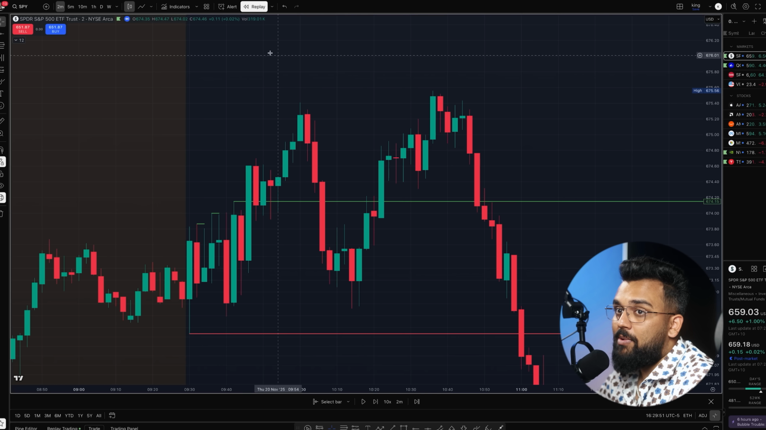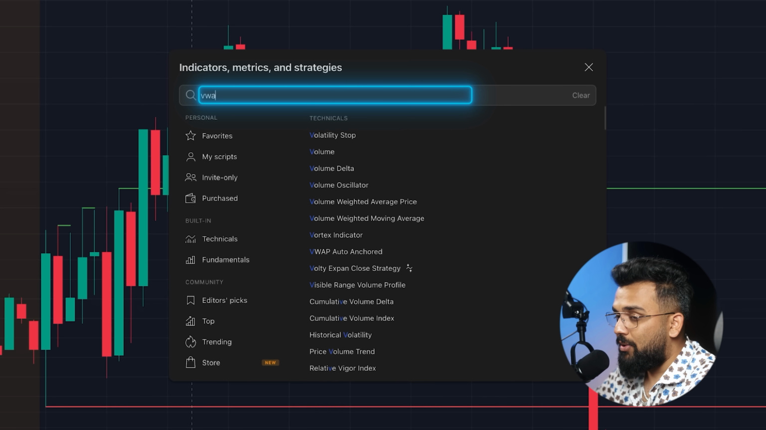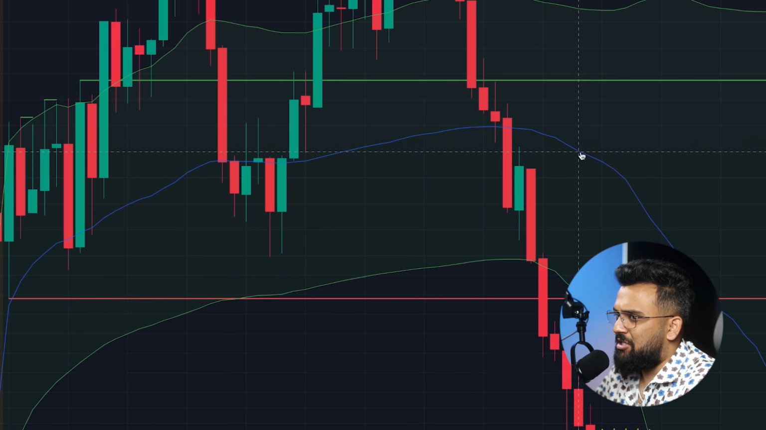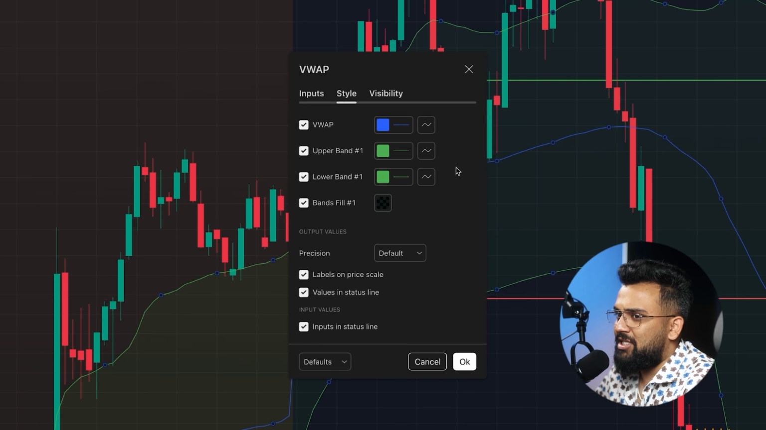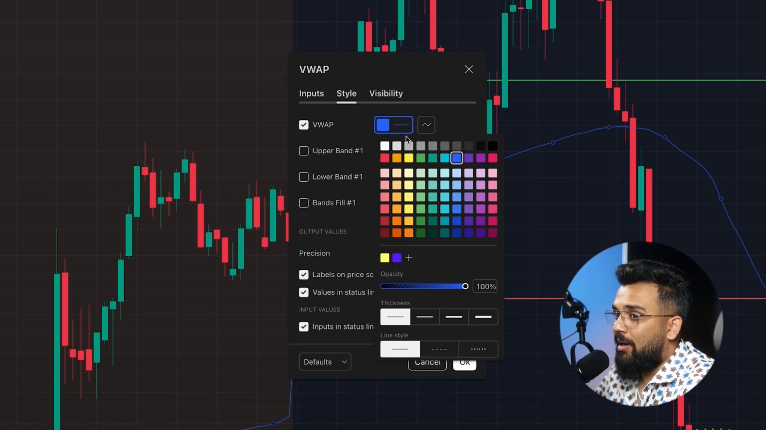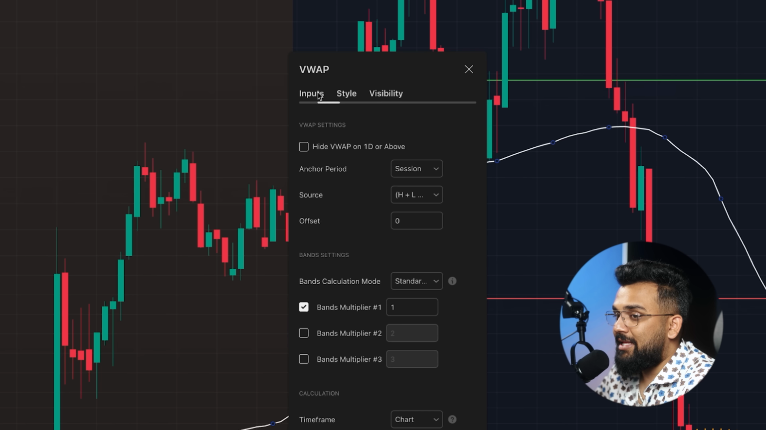Now how to set up your VWAP, by the way: go to your indicators, search VWAP, volume weighted average price, just click on this once and now you'll have these multiple bands running across. Just double click on this. We want to turn everything off. This is all the crap that we do not want. Turn the VWAP line to the white line because that's such an important level. Make it a little bit thicker and then go to inputs.